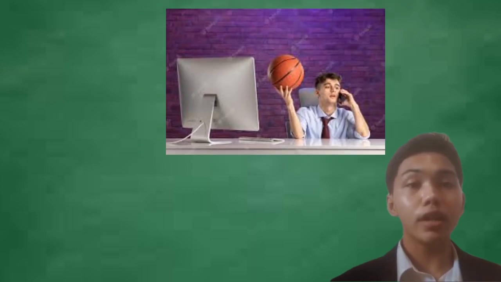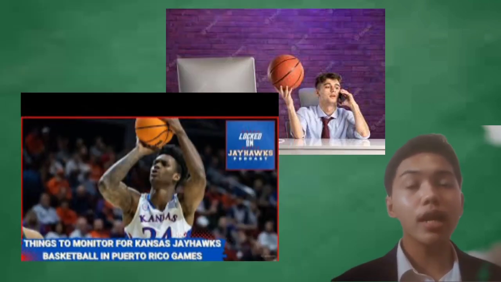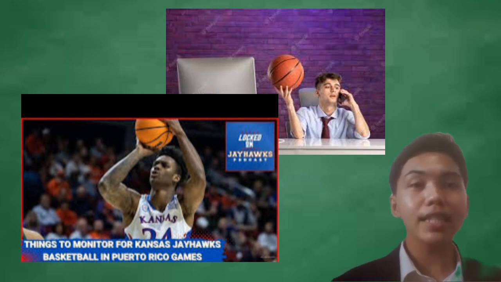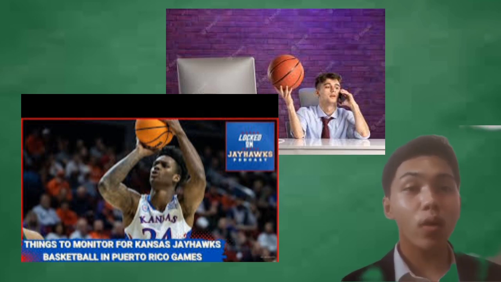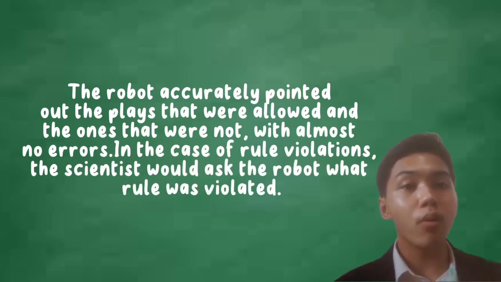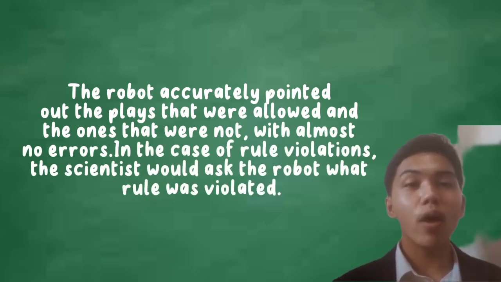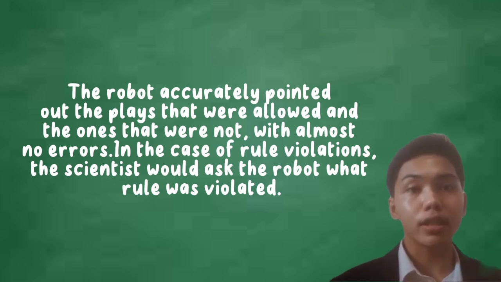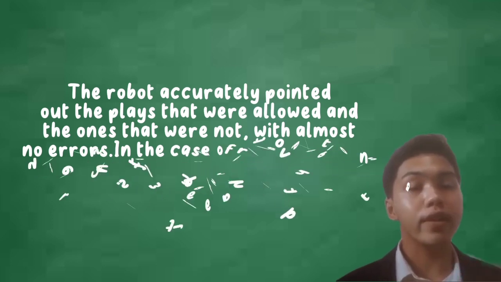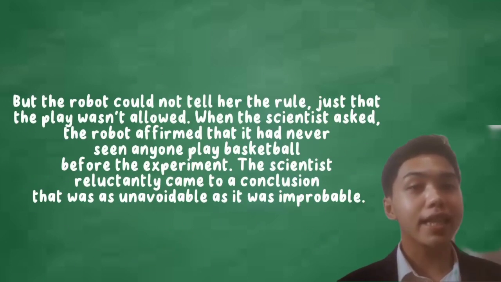The scientists decided to interview the robot. She set up a monitor and showed a carefully selected video of a number of basketball plays, some showing violations of the rules and some showing unusual but legal plays, and asked the robot if what it saw was against the rules or not. What happened next was remarkable. The robot accurately pointed out the plays that were allowed and the ones that were not, with almost no errors. In the case of rule violations, the scientists would ask the robot what rule was violated, but the robot could not tell her the rule, just that the play wasn't allowed.